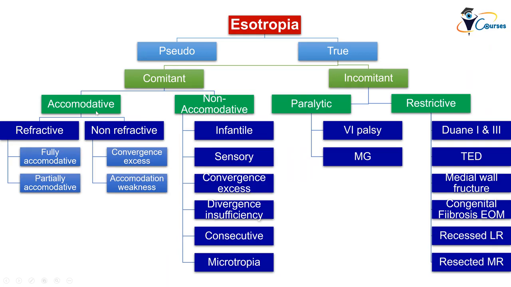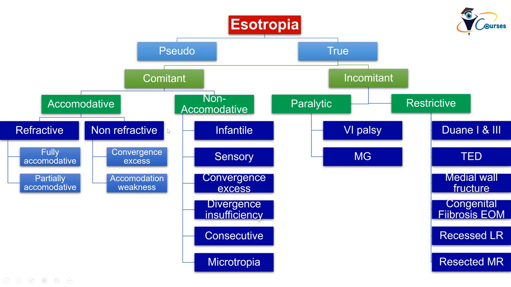So this is what's called accommodative. It is a comitant squint in which the angle of deviation, or angle of squint, is the same in all directions of gaze, and it is related to the accommodation. Or it may not be related to the accommodation at all. So let's start with the accommodative esotropia. They can be further classified into refractive and non-refractive. Refractive is fully accommodative or partially accommodative.